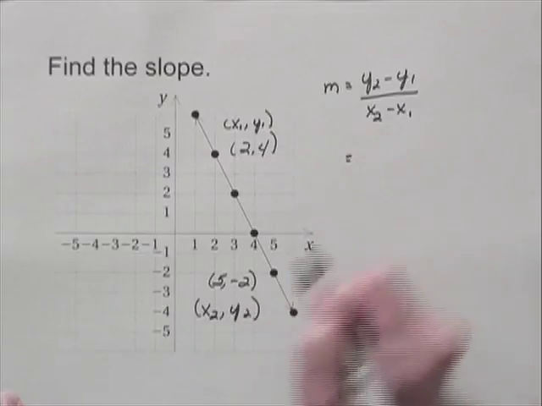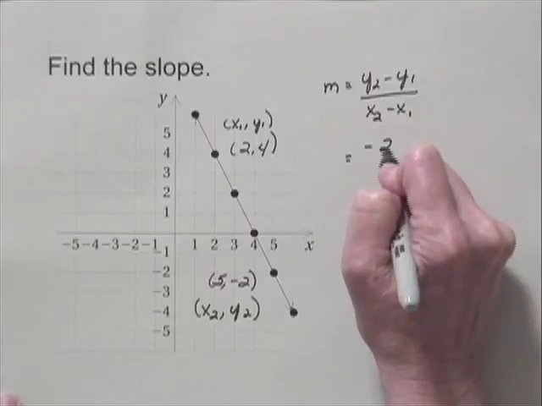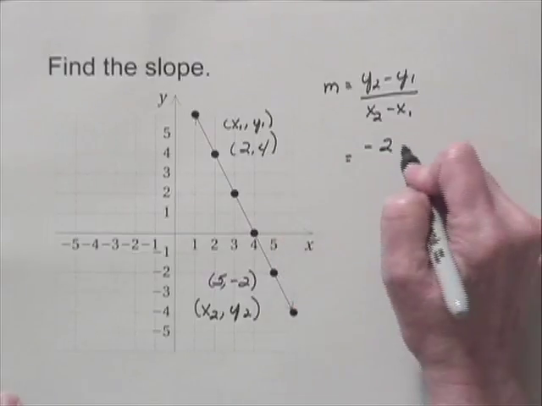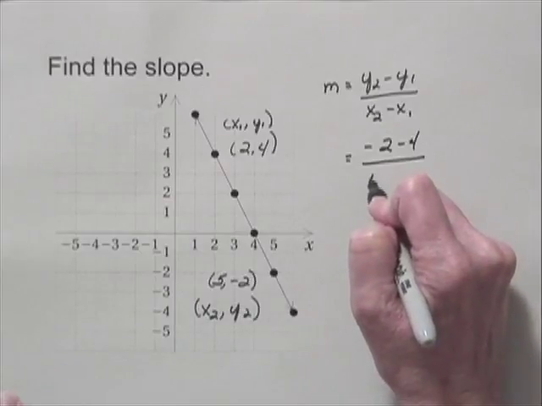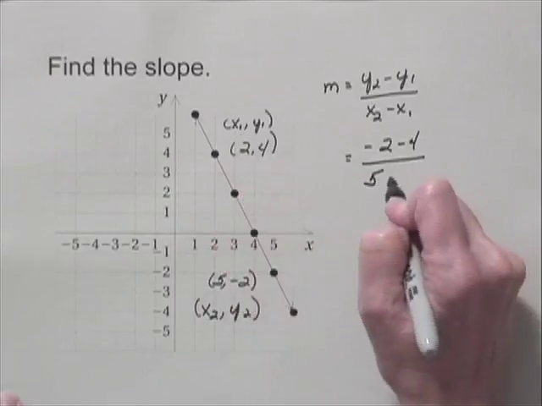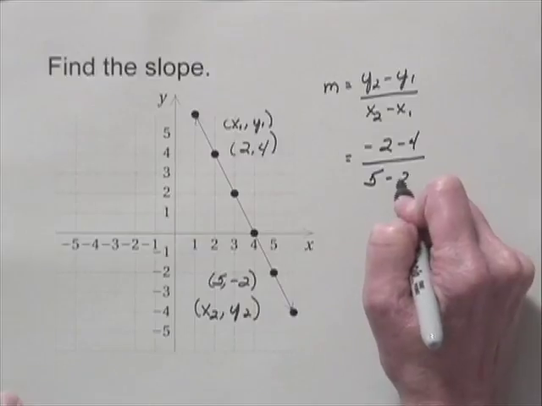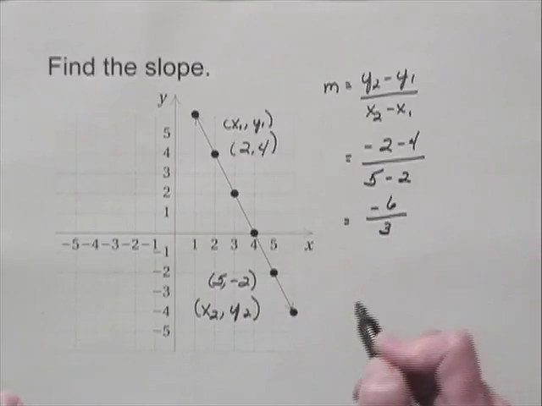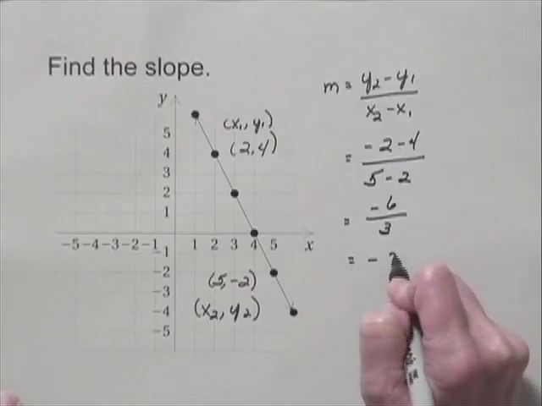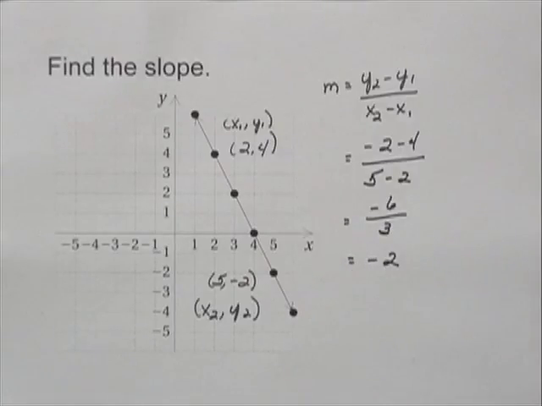Now we'll just substitute. y2 is -2, and I subtract y1, which is 4. x2 is 5, and I subtract x1, which is 2. So I have -6 over 3, and this simplifies to -2. So the slope of this line is -2.